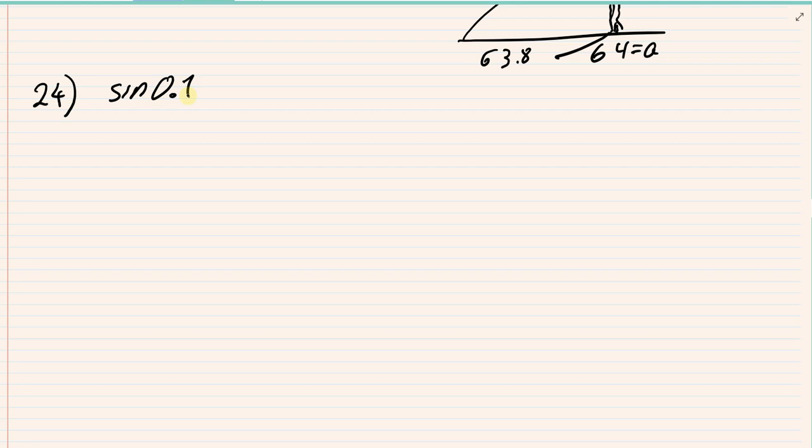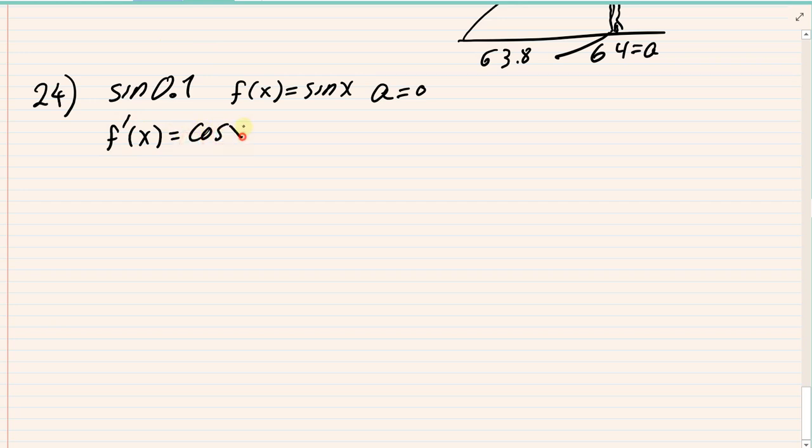So we're going to look at a straight line as it attaches itself to sine x at 0. So the underlying function, again, is going to be sine x, and a is going to be 0, right, based on this number. If that number was close to, let's say, 30 degrees or pi over 6, then we would do that. So what is f prime of x? F prime of x, derivative of sine, is going to be cos x.